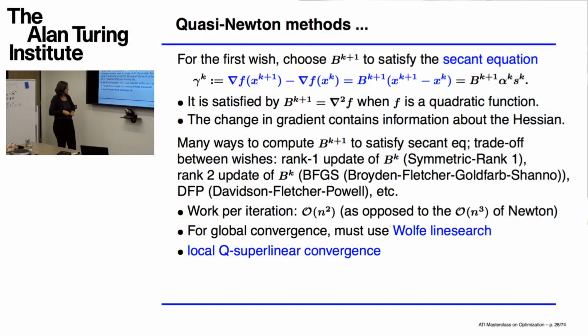Operations. So the work per iteration is much cheaper as well. And they are superlinearly convergent locally. So these are some very interesting hybrid methods sitting between steepest descent and Newton.